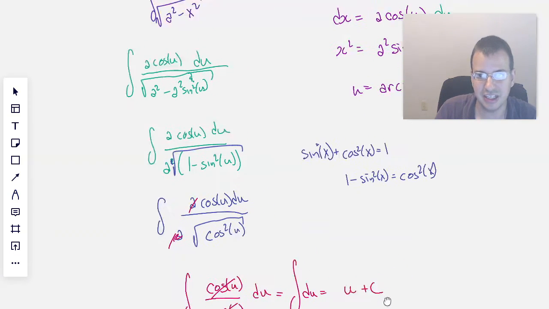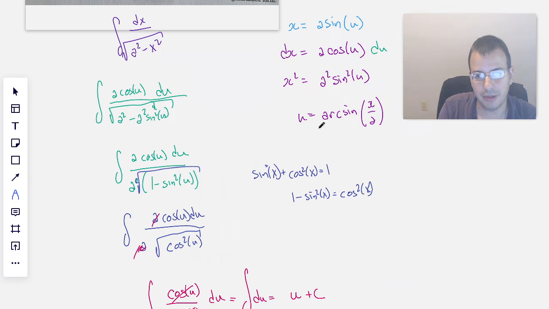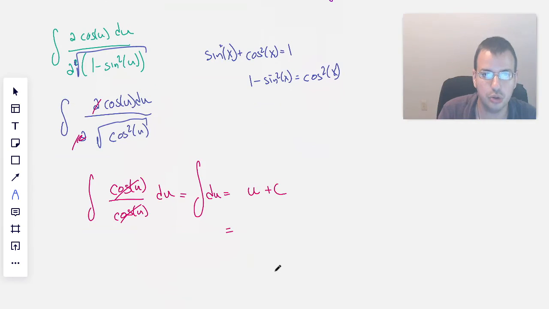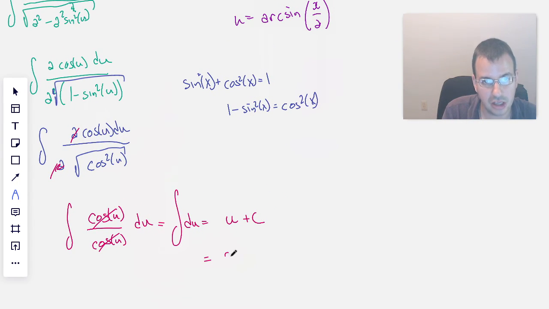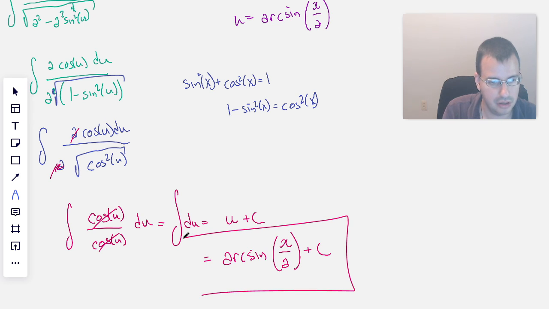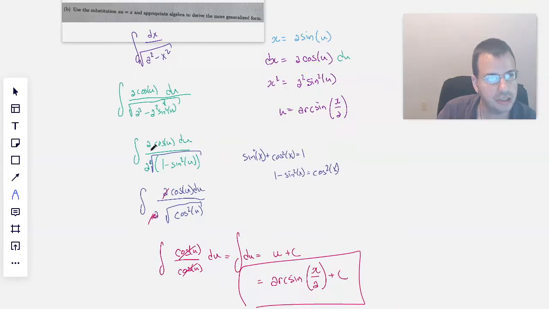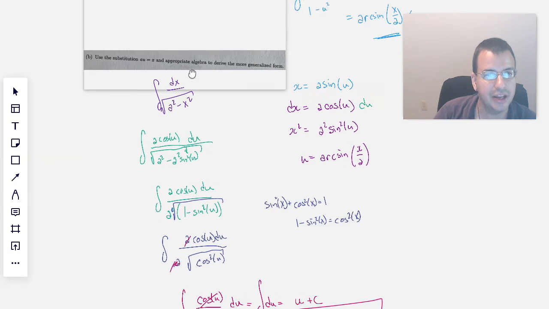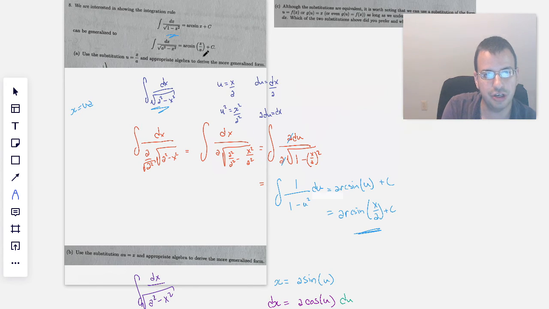And now, since I said that x equals a sine of u, and we solved for u up here, we can plug in for what our value of u is, and we get u plus c, which is our answer, the arcsine of x over a. My unique handwriting is throwing me off. So we went from the beginning, the integral dx over the square root of a squared minus x squared, and it is equal to arcsine of x over a plus c. And that was what we wanted to do to prove the generalized form.